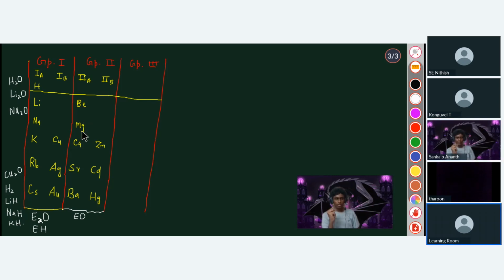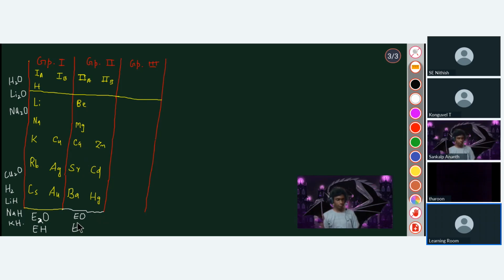Exactly, BeO. Okay, what will be that? MgO, SrO, BaO. Exactly. That is why Mendeleev's periodic table is very important, because here you will also know what the formula of the oxide will be, and what the formula of the hydride will be, isn't it?